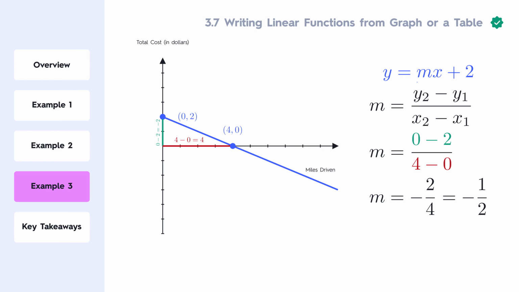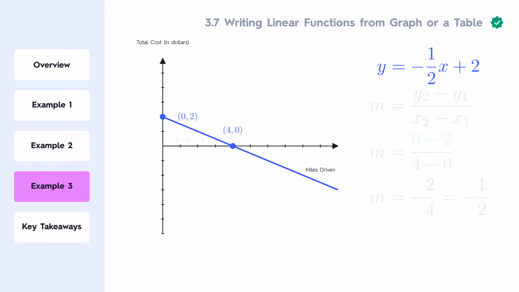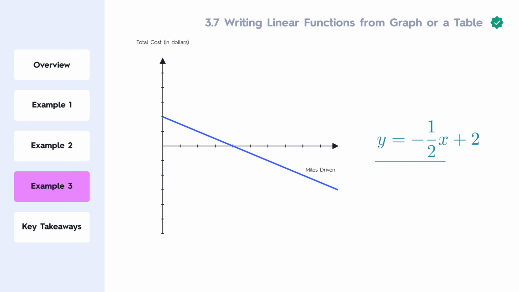Now that we know that m equals minus 1/2 and we know that b equals 2, we have the equation of the line in slope-intercept form. As you can see, the base fee is $2, and for every mile driven beyond 4 miles, the cost decreases by $0.50 per mile. Keep practicing, and you'll be ready to solve even more complex problems.